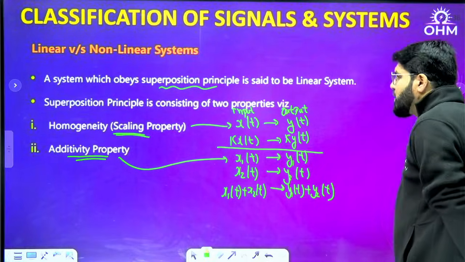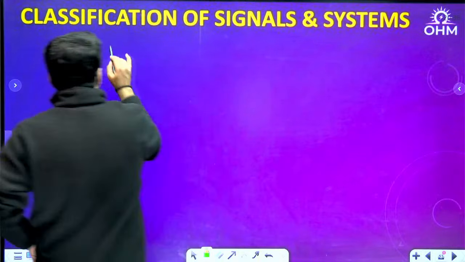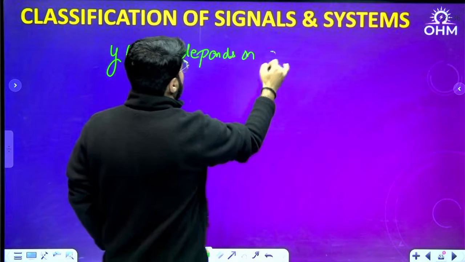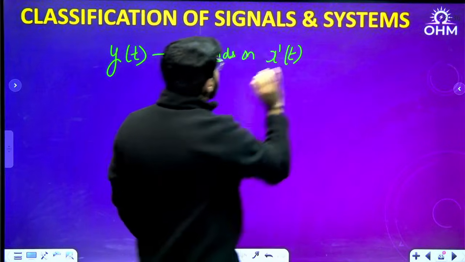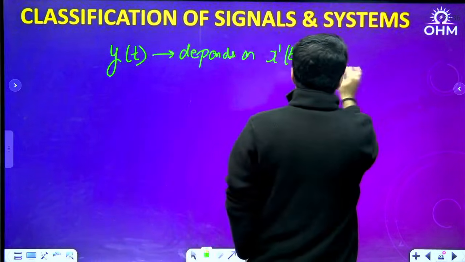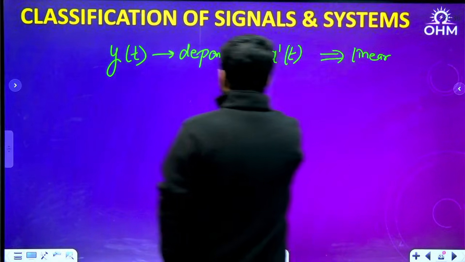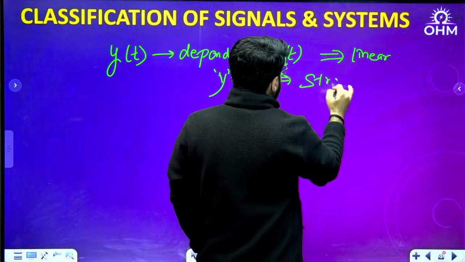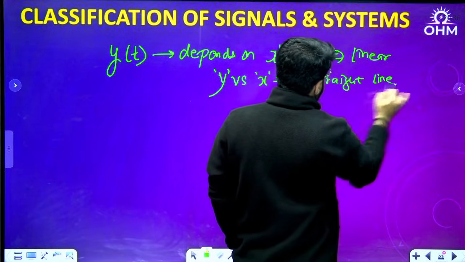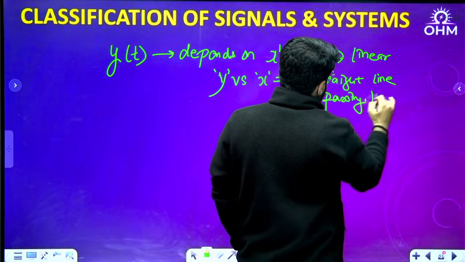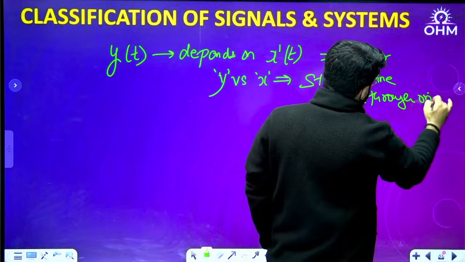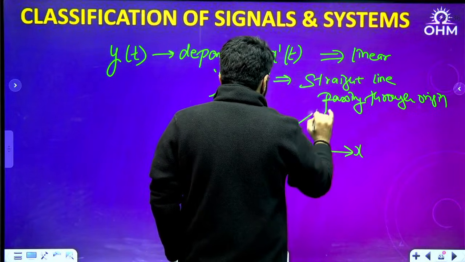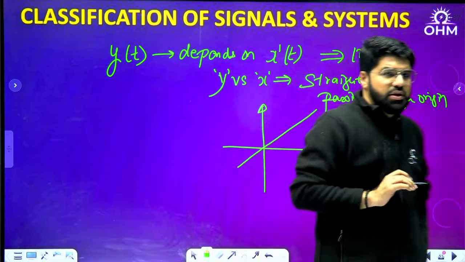But let me tell you about linearity. When the output y(t) depends only on x to the power 1 of t, it is linear. That means if you talk about the graph of y versus x, it should be a straight line passing through origin. Whenever y versus x is a straight line passing through origin, that is a linear system.